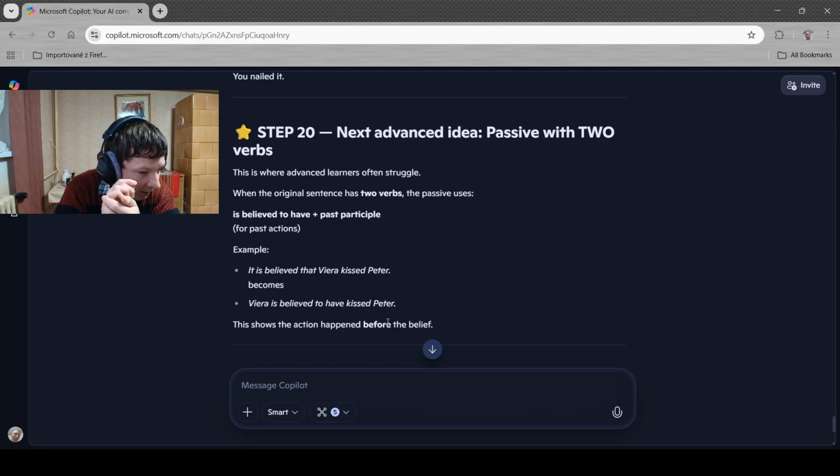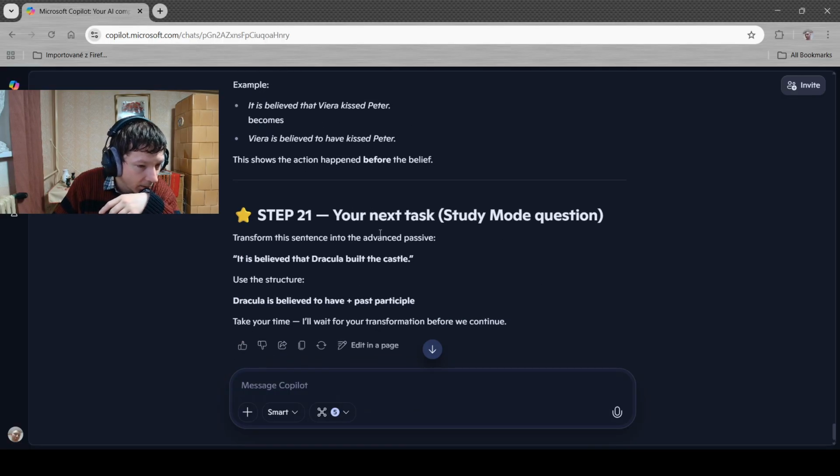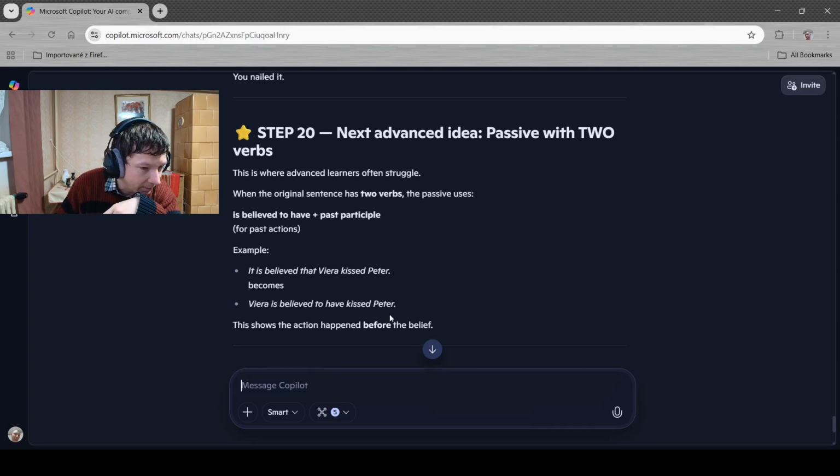This shows the action happened before the belief. Step 21. Your next task. Study mode question. Transform this sentence into the advanced passive. It is believed that Dracula built the castle. Use the structure: Dracula is believed to have plus past participle.